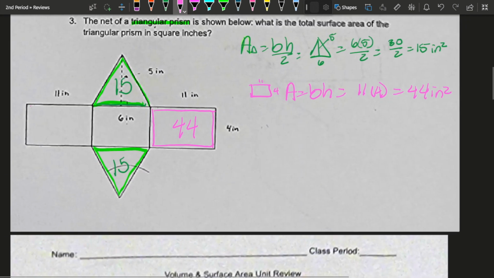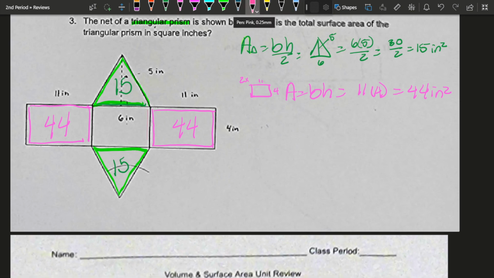Now, what about this one? Is this the same? It's 4 tall and 11 wide. So yes, this is also 44. So I actually have 2 of this. What about the middle one? Is it the same as the pink one? Nope. We have different numbers right there. So let's see what we got.